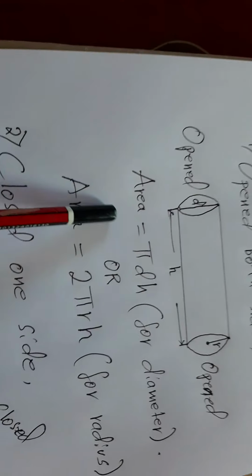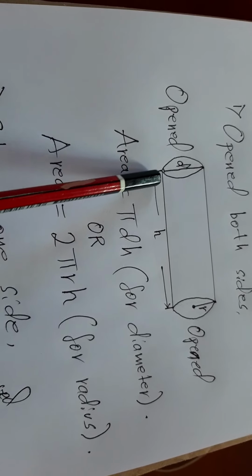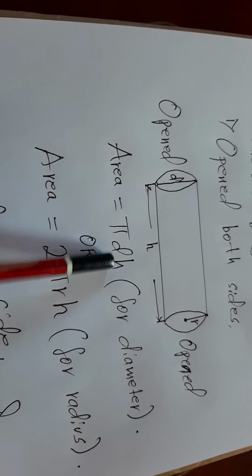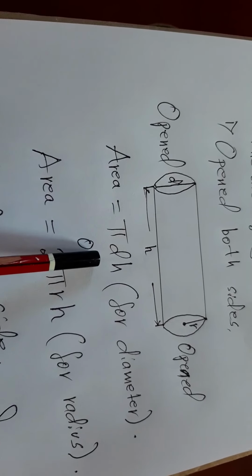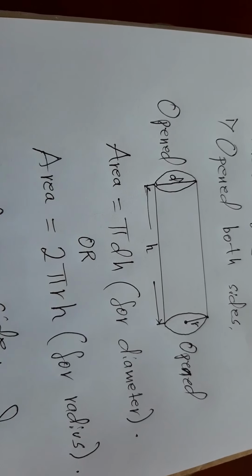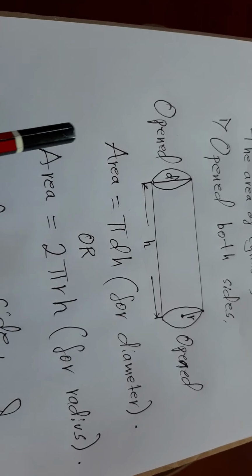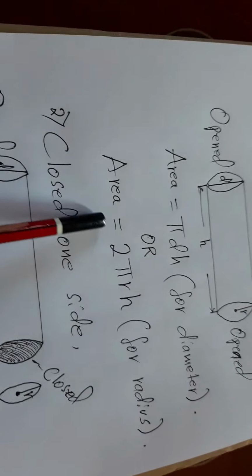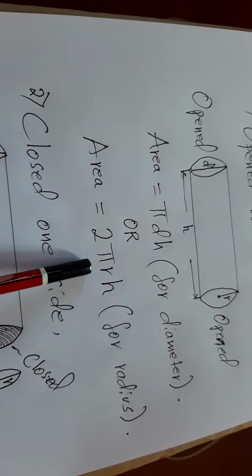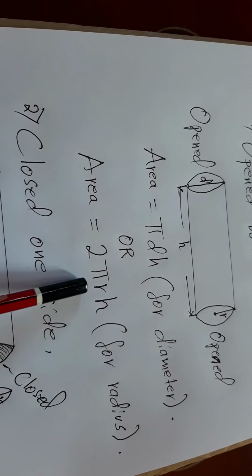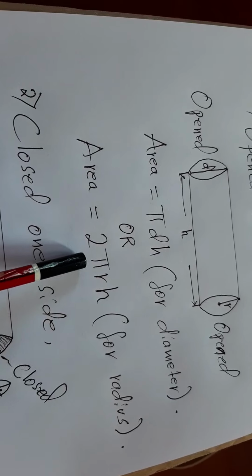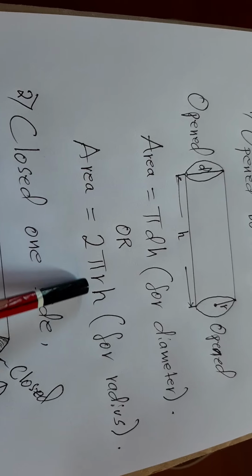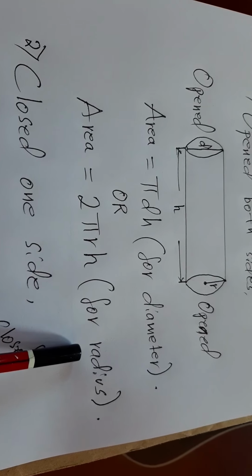From there, we have to say the area, in the case of diameter, is equal to pi d h. This is the area for finding what? Finding the area of a cylinder open on both sides for the case of diameter. But for the case of radius, that area is equal to 2 pi r h.